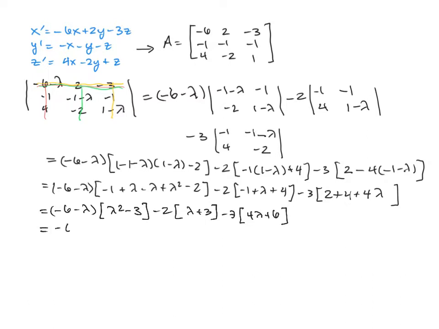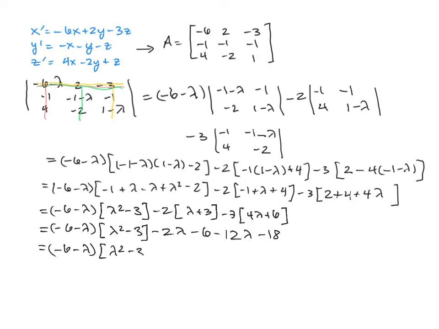And then we keep on multiplying this out. So we end up with a -2 lambda. Then we've got a -6. Then a -12 lambda. And then we've got a -18. -6 minus lambda, lambda squared -3. And then combining our lambdas, we've got -14 lambda minus 24.